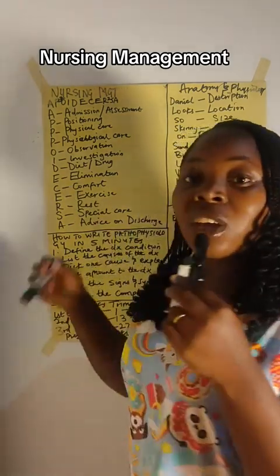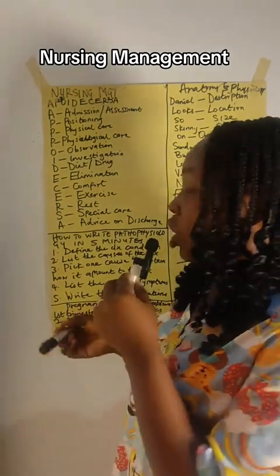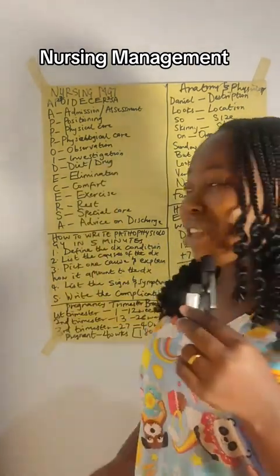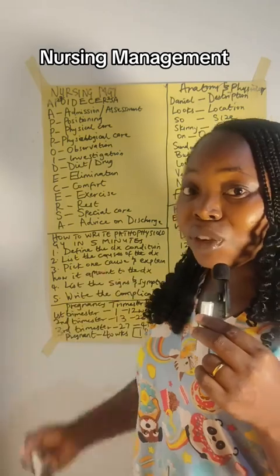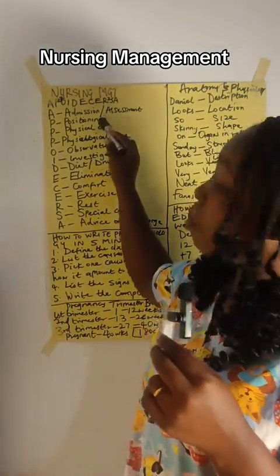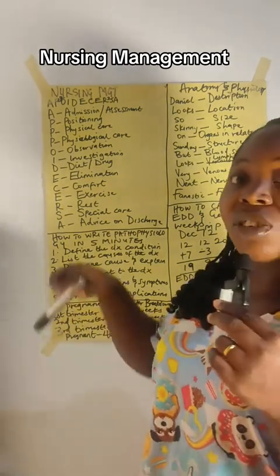S is comfort. This is where you talk about the oral care, sponging, bed bathing, everything to keep the patient comfortable, changing of the patient's clothes, position. And in positioning, you talk about maybe turning of the patient, if the patient needs it.